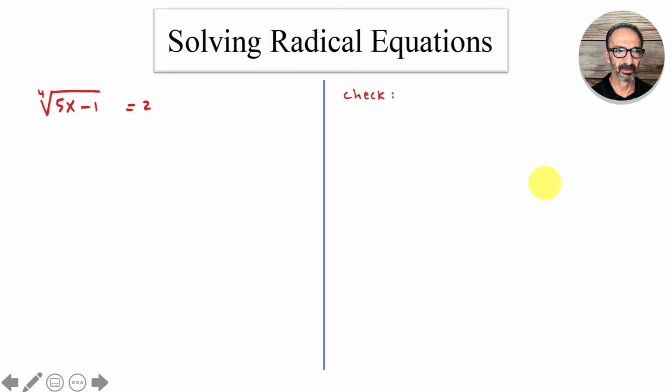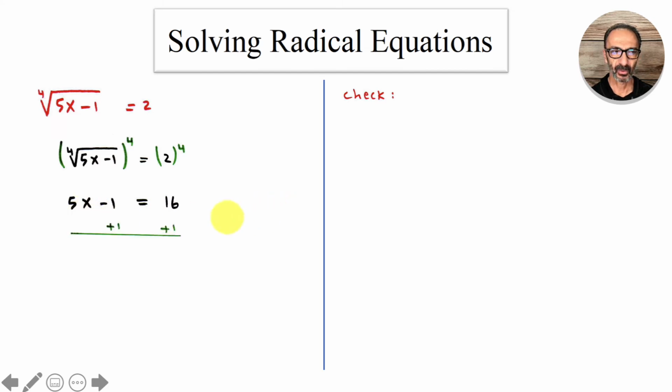Let's take another example. It's already separated, as you could see, and it's a fourth root. So we're going to raise both sides to the power 4 to cancel the fourth root on the left. 2 to the power 4 is 16. We're going to add 1 to both sides to leave x alone. Once you do that, I get 17 on the right side, and on the left side 5x. We're going to divide by 5, and we get 17 over 5 as an answer.